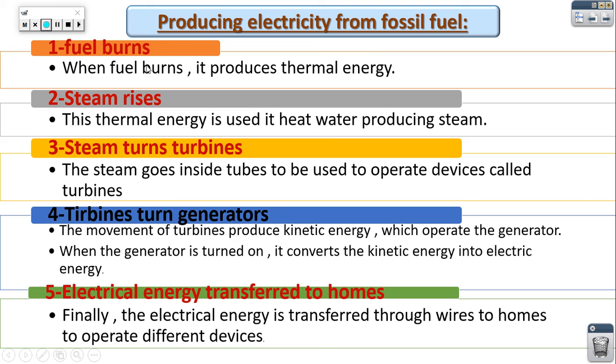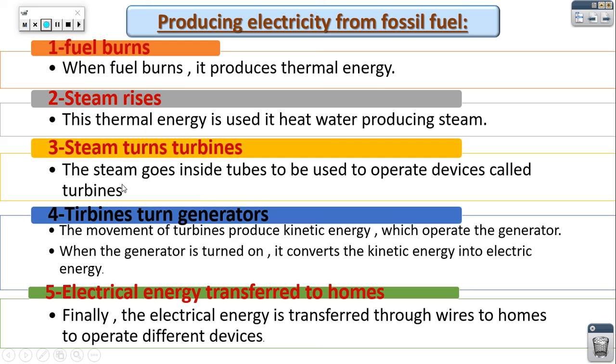Now let's learn the steps of producing electricity from fossil fuel, and all these steps happen in the electric power station. Number 1, we burn the fuel. This fuel may be coal, natural gas, or oil, gasoline. Burning this fuel changes the chemical energy into thermal energy. The thermal energy that is produced heats the water, and this water produces steam.